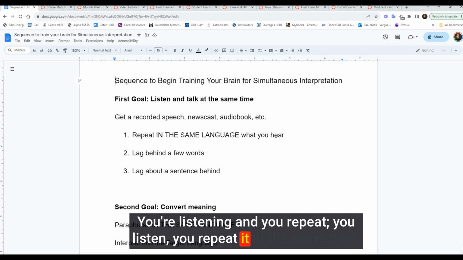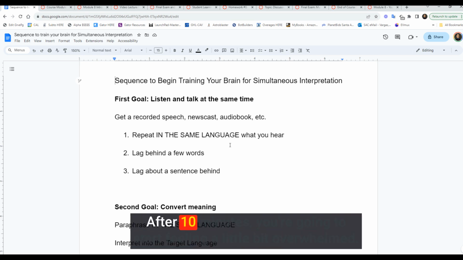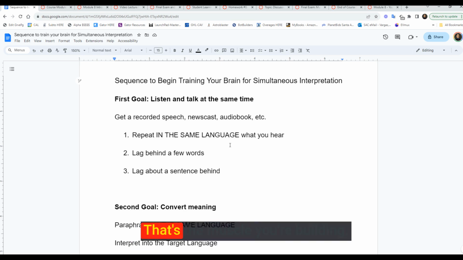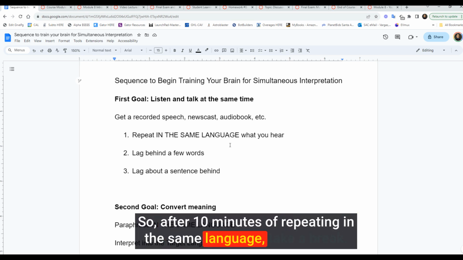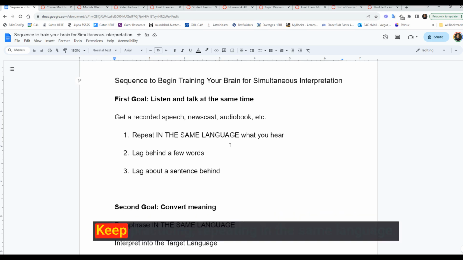Listen and you repeat at the same time. After you can do that for 5 minutes, 10 minutes straight, after 10 minutes, you're going to start feeling a little bit overwhelmed. That's okay. That's the muscle you are building. So after 10 minutes of repeating in the same language, take a break and then come back and do it 10, 15, 20 minutes at a time. Keep practicing repeating in the same language.